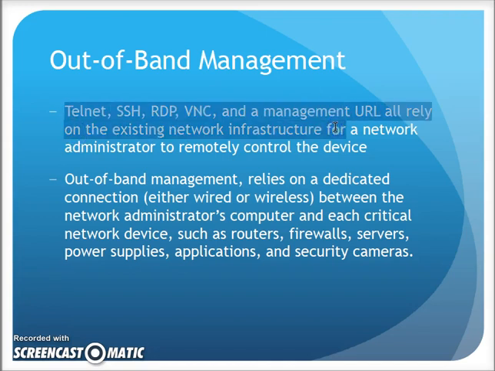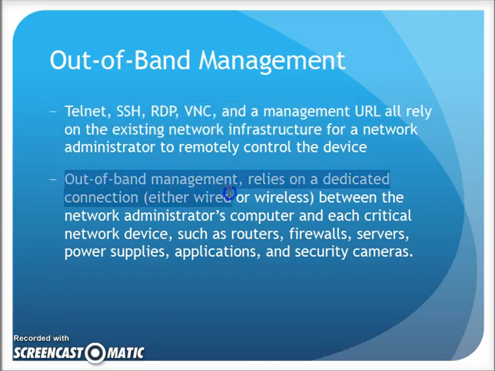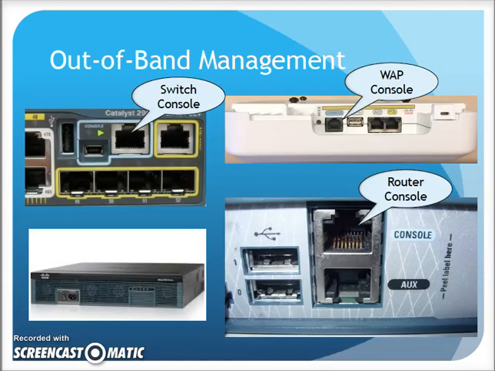That's called in-band management. Now, out-of-band management relies on a dedicated connection, wired or wireless, between my laptop, so to speak, and that device. So I actually need to have some kind of cable or connection that goes between my computer and that device. Well, the first thing we have to key in on is my device is like, here's the front of a router, here's the back of a router. I would be looking for this console port. I also, when I start looking for them, see them on switches. I even see them on access points.